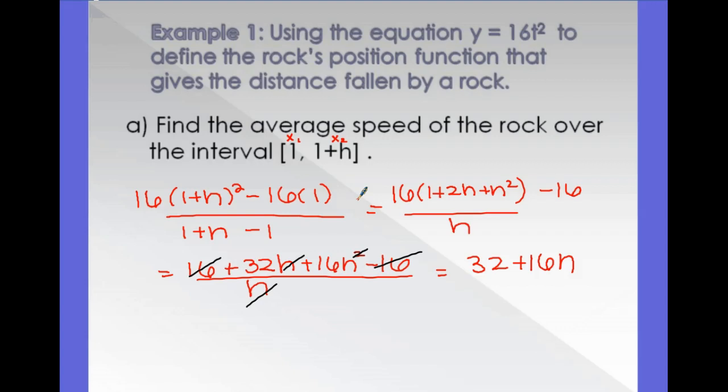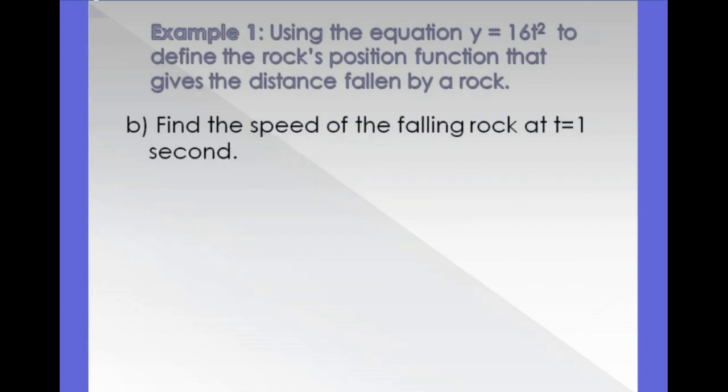Okay, part B, find the speed of the rock at t equals 1 second. So now the difference is, I want to know instantaneous. I want to know what is happening at 1 second. So I'm going to take the limit as h approaches 0 of the slope of the secant.